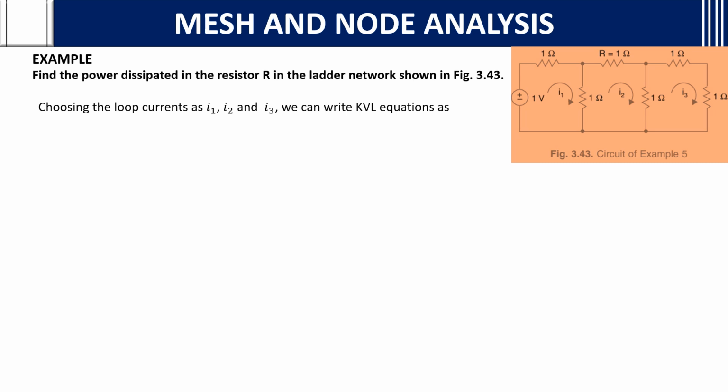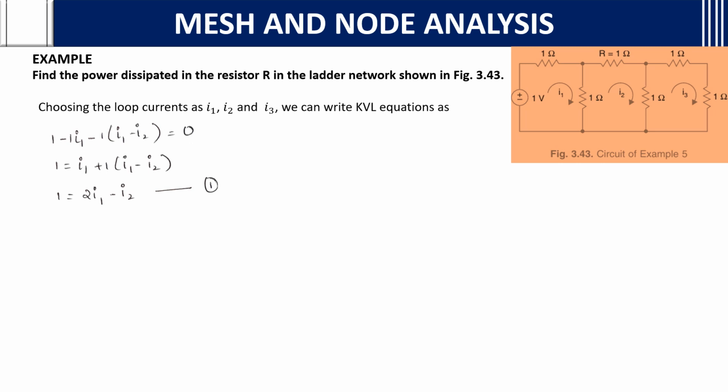If they don't mention any direction in the question, take clockwise only. If they mention the direction, you should consider that direction only. But if they are not mentioning, take clockwise direction only, so that it will be easy for calculation. Then what we need to do? We need to write KVL equations for I1, I2, I3 to calculate.